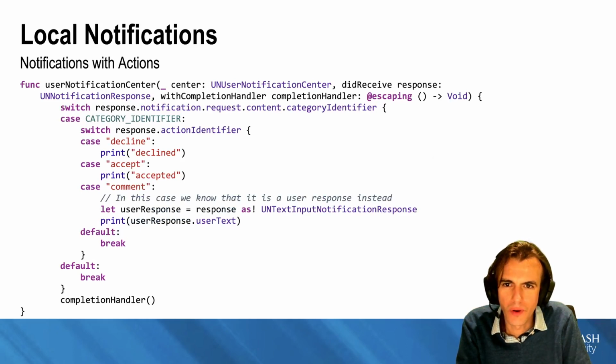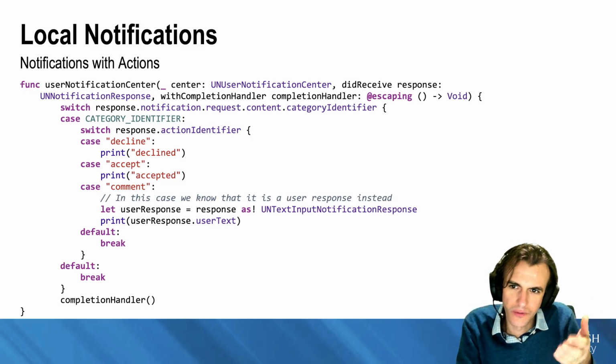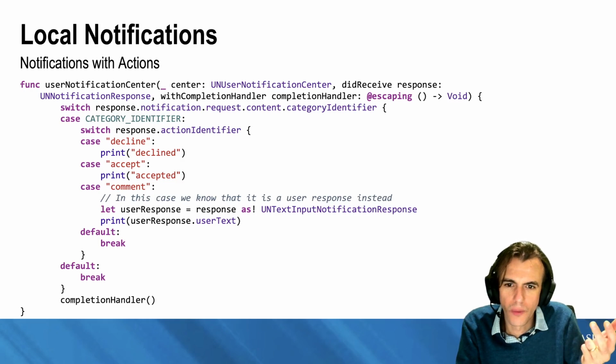Here's an example of didReceive response with completion handler, and these are the different actions, either accept, decline, or comment. And you can see for comment, we get the response object, and we can cast it, in this case, to a UN text input notification response, and it has some associated information, in this case a property called userText that we can make use of.